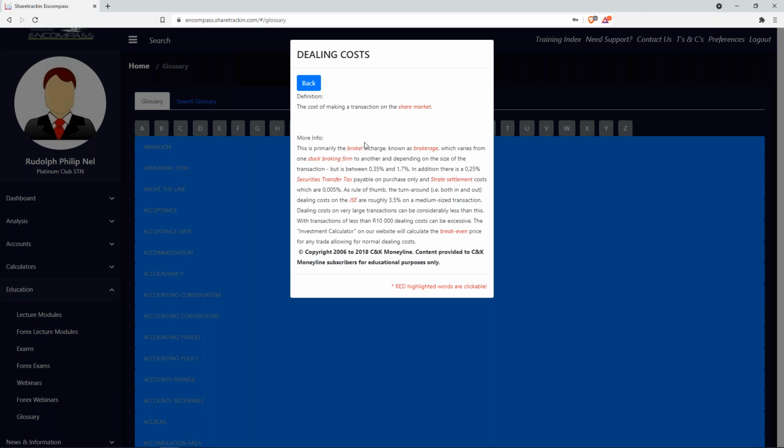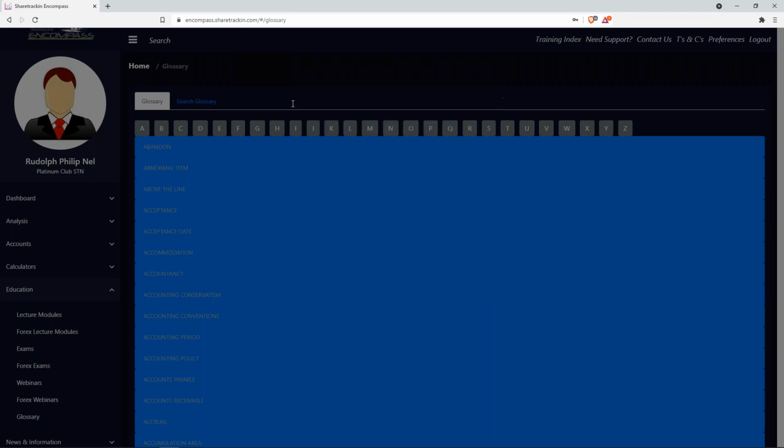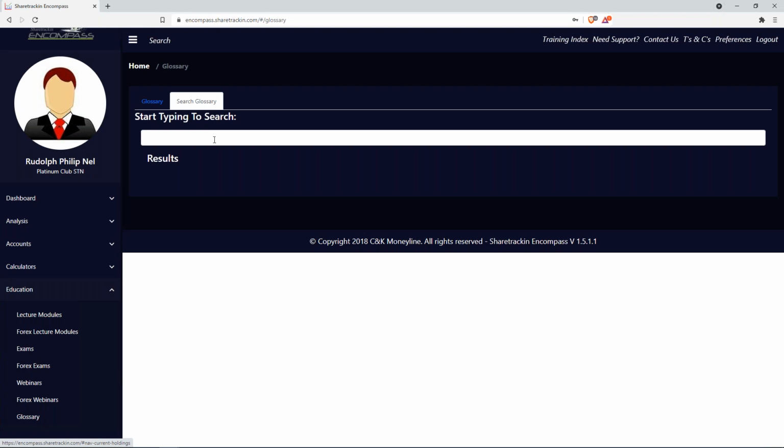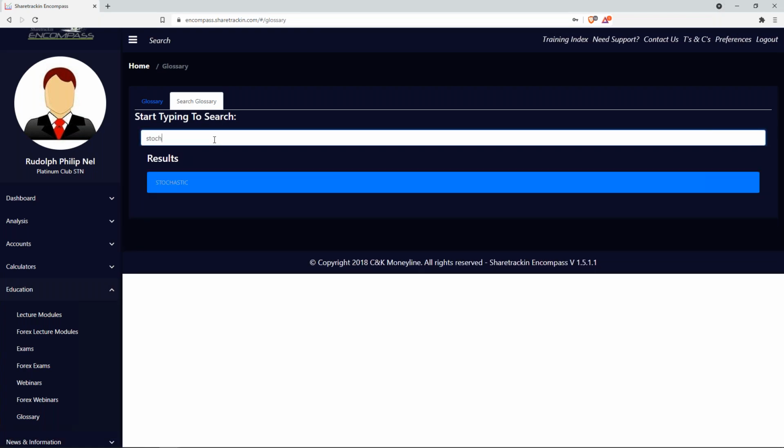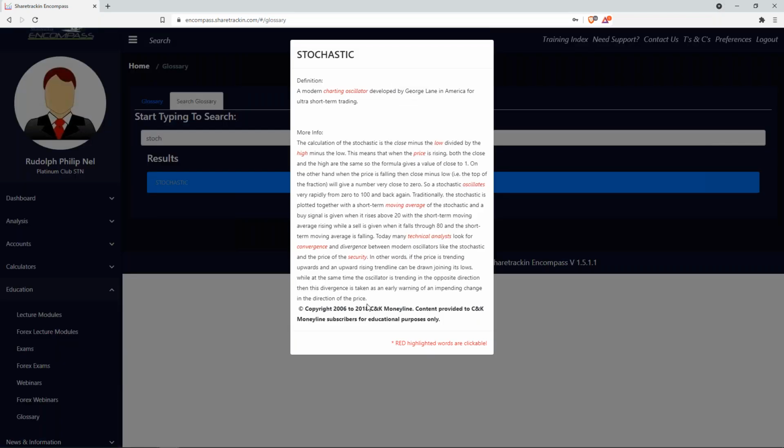What you can do is, if the red word does not work, you can always go and search in the glossary. If you want to know, for instance, what a stochastic is, just type in stochastic, click on stochastic, and it will give you a description for that. Okay, so a definition with more information on it.